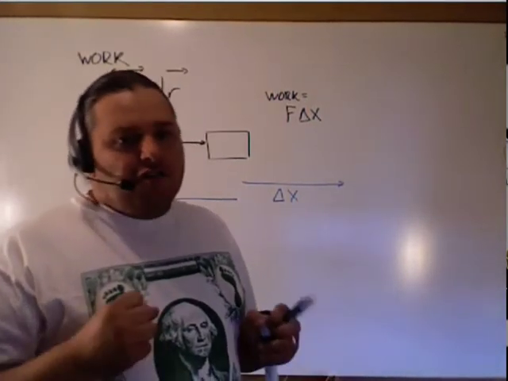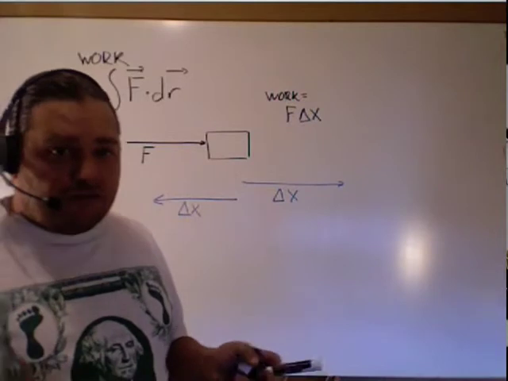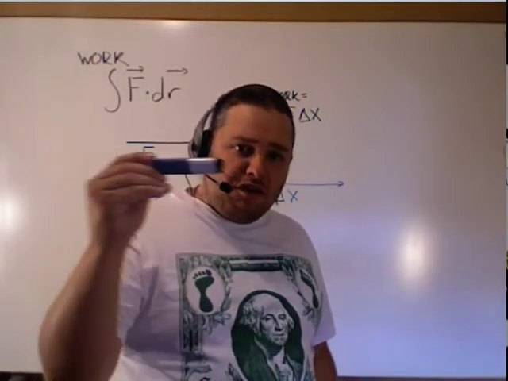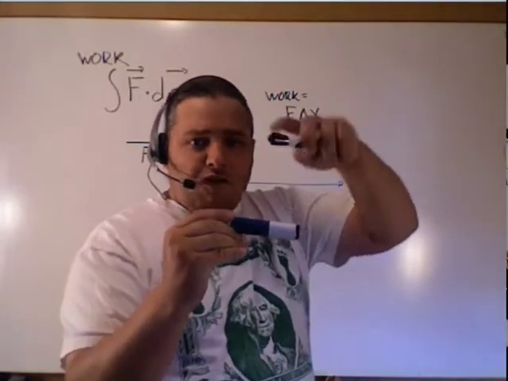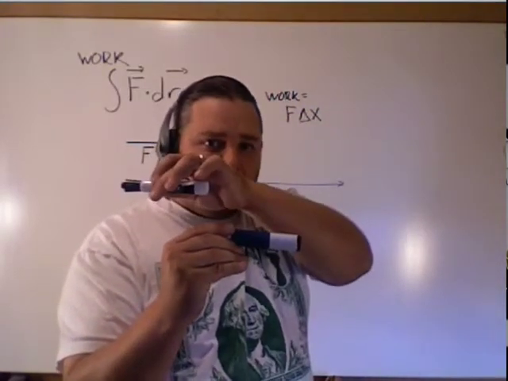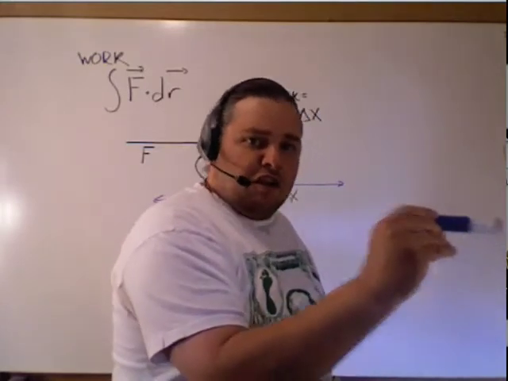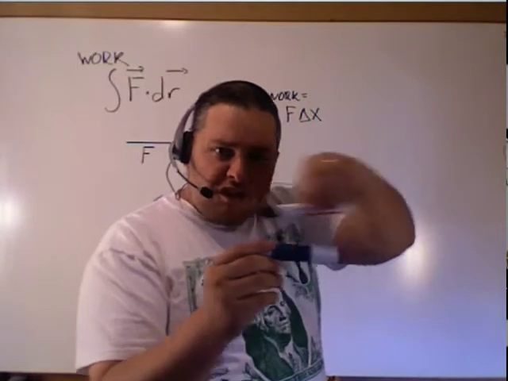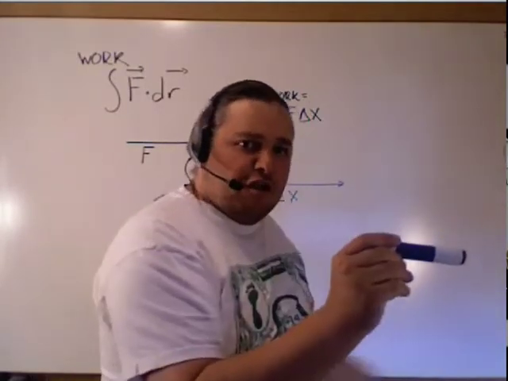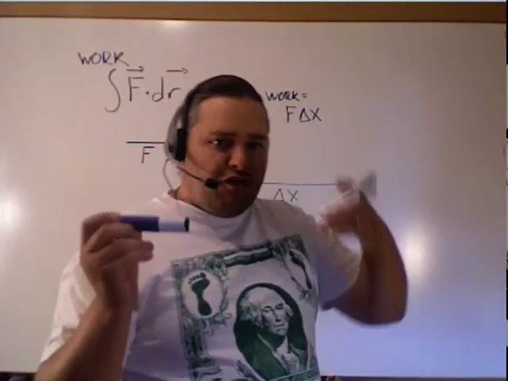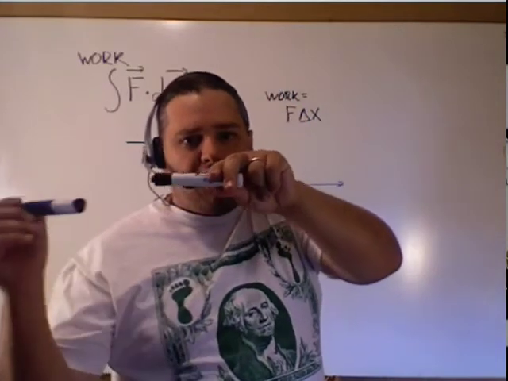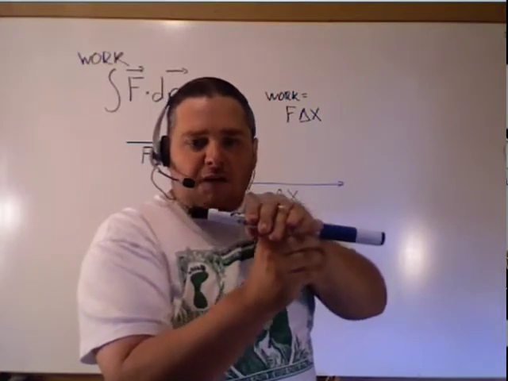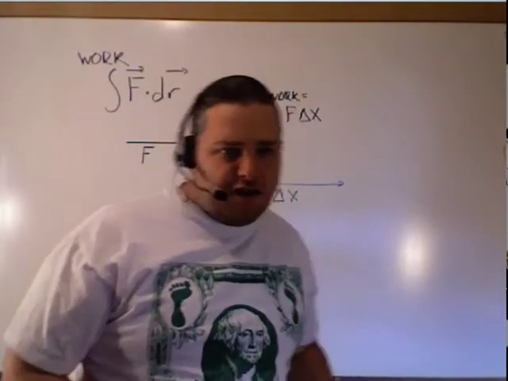I'm driving in a car and I slam on the brakes. I'm applying a force that is attempting to slow down my vehicle. So if I'm moving in this direction, I'm applying a force that's in this direction, but my car continues to move. So there is work being done there, and it's in that direction. I apply a force this way, but my car continues to move this way. It's still in the same direction. It just happens to be a negative direction.